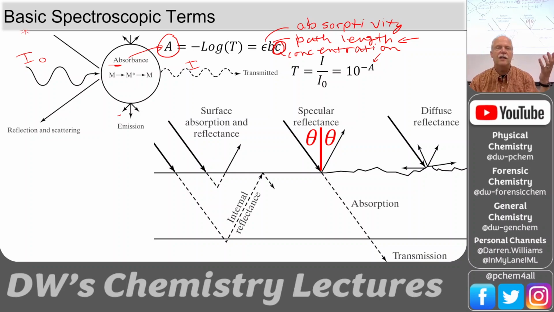If we need a more sensitive instrument, we increase the path length if we can, right? And we do that in our research lab. We can have little tiny path lengths, and we can have really long ones.